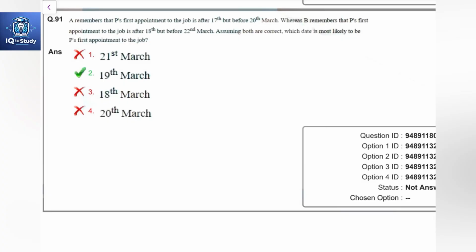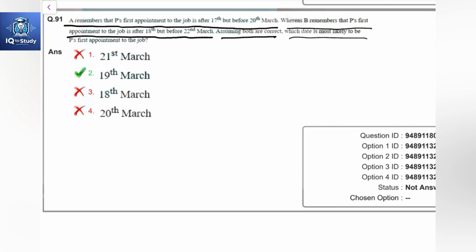A remembers that P's first appointment to the job is after 17th but before 20th March, whereas B remembers that P's first appointment to the job is after 18th but before 22nd March. Assuming both are correct, which date is most likely to be P's first appointment to the job?